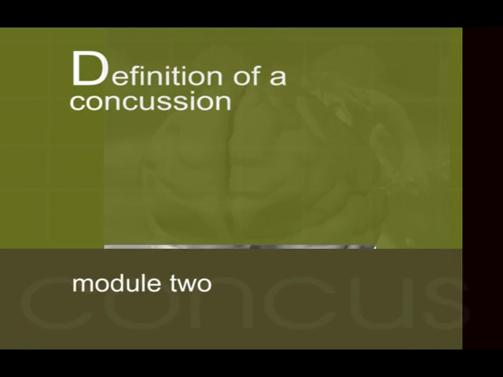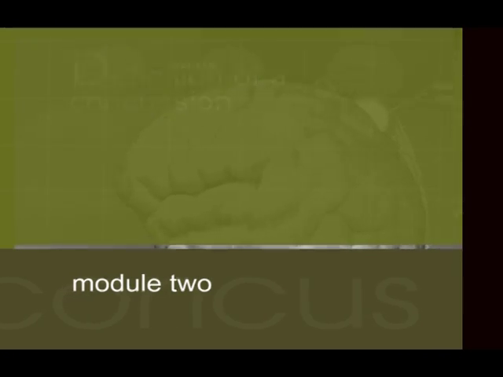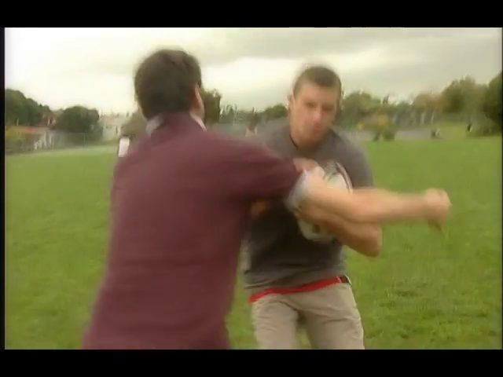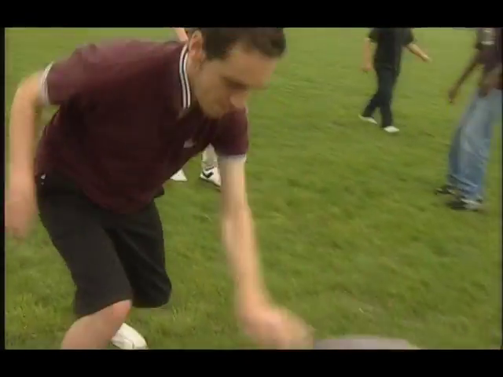Module 2. Definition of a concussion. A concussion is an altered state of consciousness that results from a trauma.